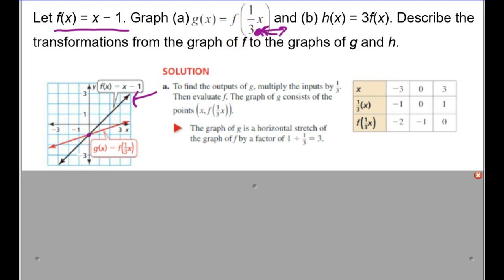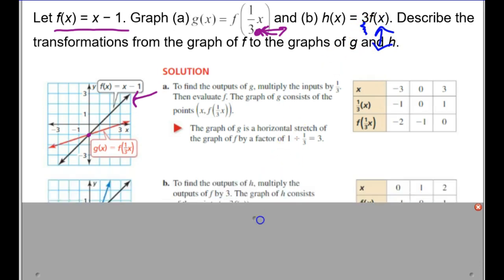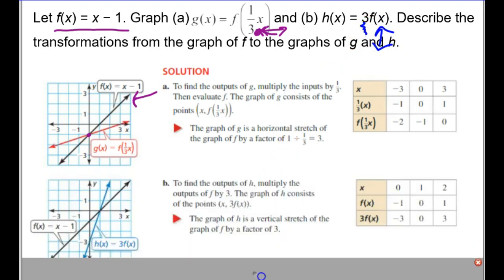Now let's look at our next little piece. Here, this 3 is outside the parentheses, so that tells me it's going to be going this way. It's also a fairly big number. It's bigger than 1, so I think it's going to get taller and skinnier. So let's look at what it looks like.